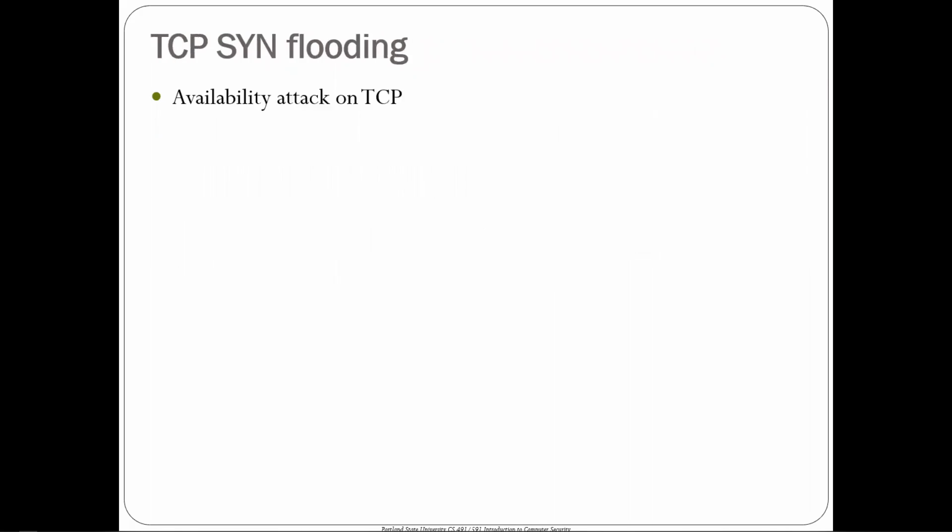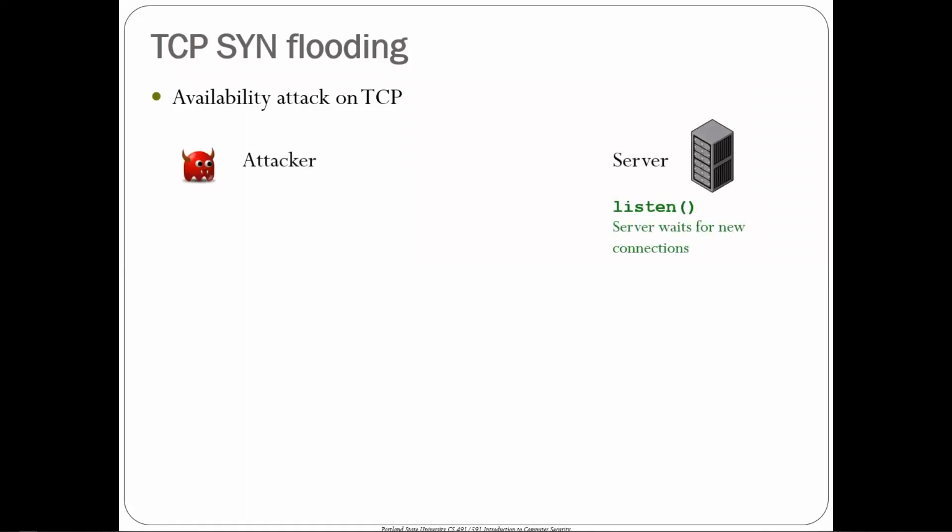So the next attack I want to talk about is the TCP SYN flooding attack. And like the name denotes, this is an availability attack on TCP. This attack is trying to bomb the server off of the internet, and it's similar to a distributed denial of service attack. So the idea here is that you have an attacker, and then you have this server who's listening on a port for incoming connections. Say it's a web server listening on port 80, just waiting for new connections to come in.